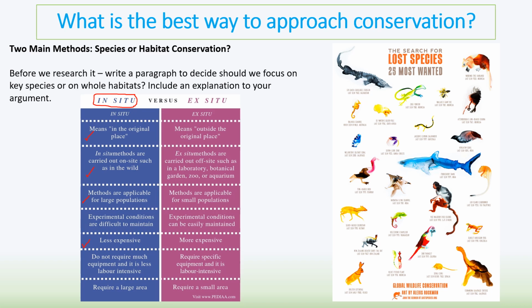The opposite of that is ex situ conservation, which is when you take the organism out of the original place, such as a zoo, for example, or a laboratory or an aquarium. Obviously, if we want to do experiments, this will help us maintain conditions to do so, but it is much more expensive. You need very precise conditions to be maintained. It doesn't require as much of an area, but you can't hold as high numbers as a result.